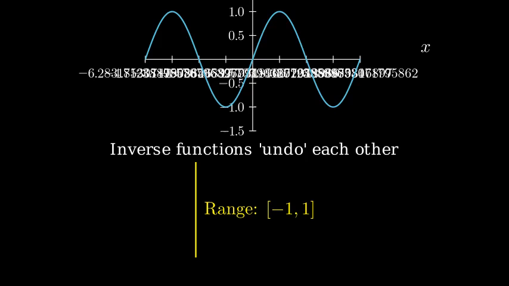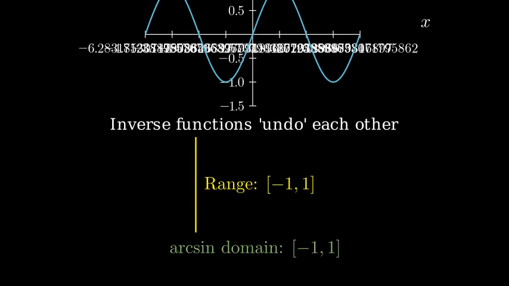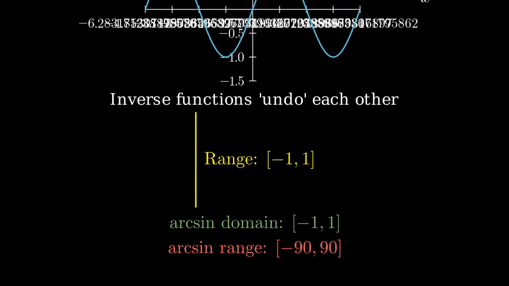The sine function has a range from -1 to 1. For inverse sine, this becomes the domain. We can only input values between -1 and 1. The output of inverse sine is an angle, specifically one in the range from -90 degrees to +90 degrees.